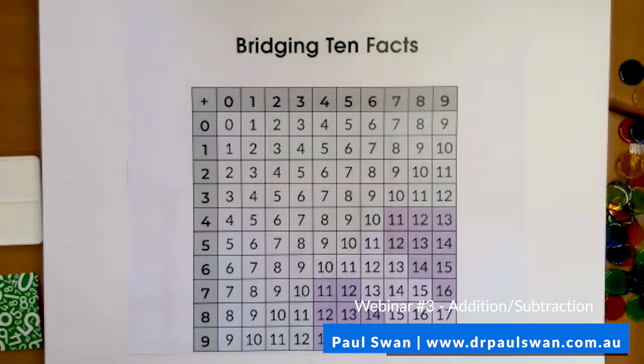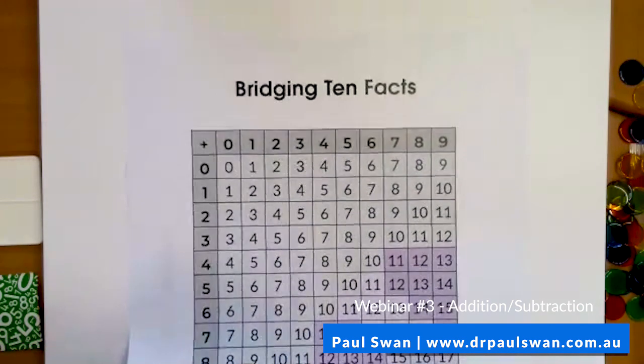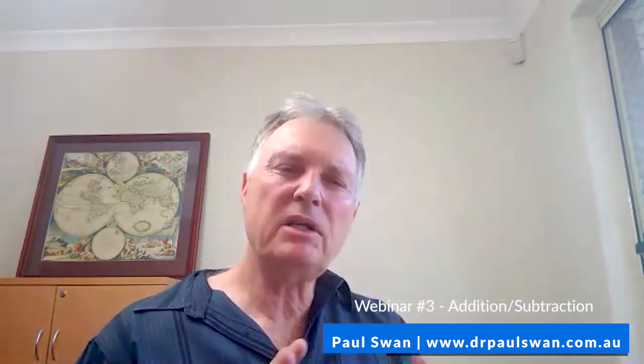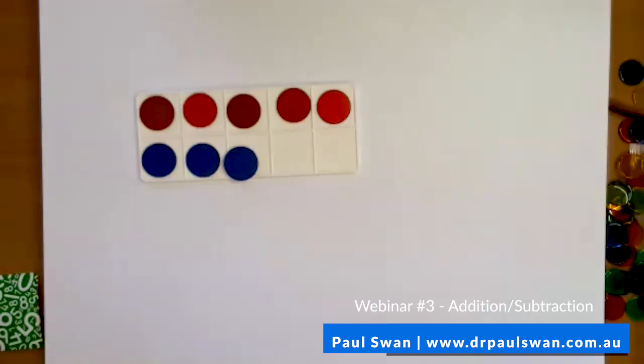Now, what I want to do is just use the 10 frames again, and I'll show you how that works. So in this case here, I'll set up a 10s frame. You'll see how putting 2 of them together allows me to talk about this bridging 10 strategy, and we'll talk about what sits behind it.